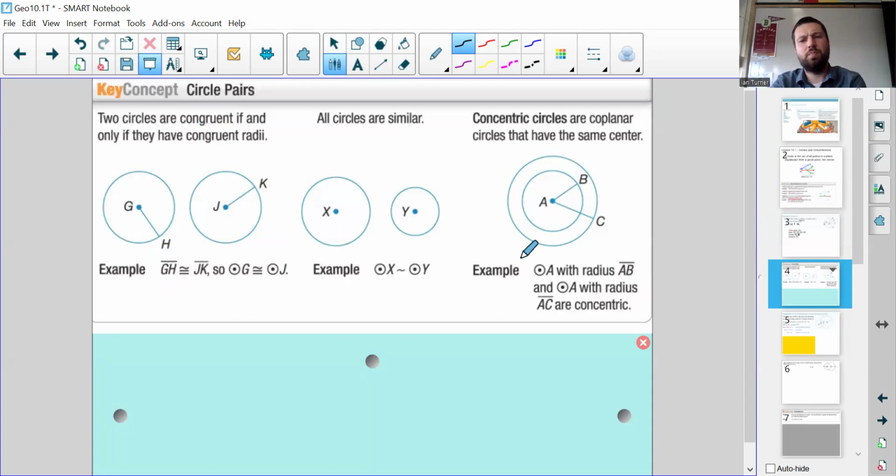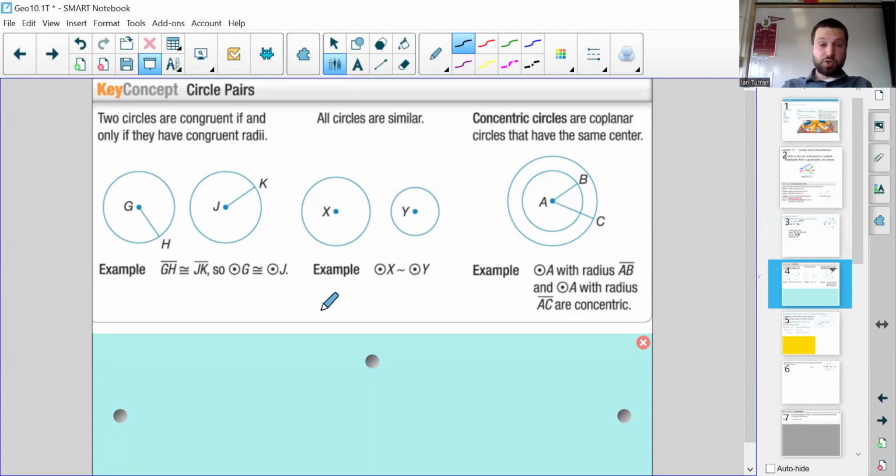Okay, so now we're going to do a couple circle pairs and talk about these. Got a couple of pieces of information. Yeah, these are just interesting little pieces of information.